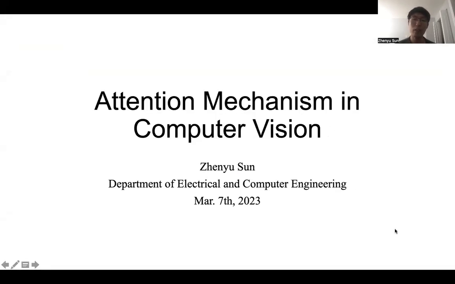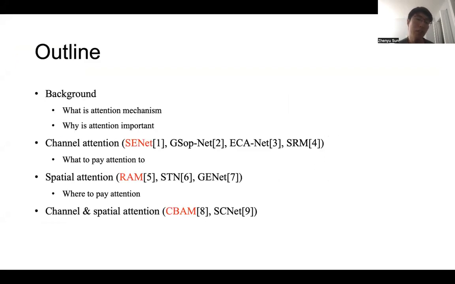Okay, I'll get started. Today I'm going to talk about the attention mechanism in computer vision. First, I will give you a little background, which consists of what the attention mechanism is and why it is important. Then I will classify the attention mechanism into three types. The first one is channel attention, which explains what to pay attention to. The second is spatial attention, which explains where to pay attention. And the last one is just the combination of the channel and spatial attention mechanisms.